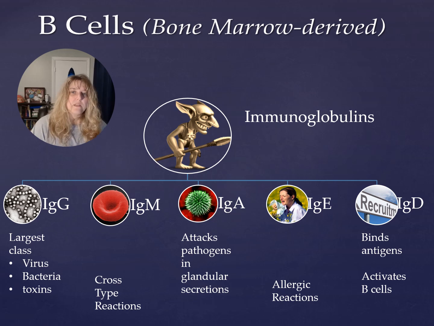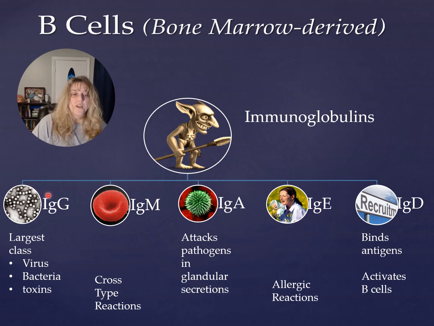So our B cells, or the bone marrow derived, contain immunoglobulins. And we're going to take a few minutes to look at these. They are very specific in what they do. You have different classes of immunoglobulins, and they have very specific jobs. And sometimes this will come back to you when we start looking at some of the things with National Registry. So I want to take a minute and go through this.